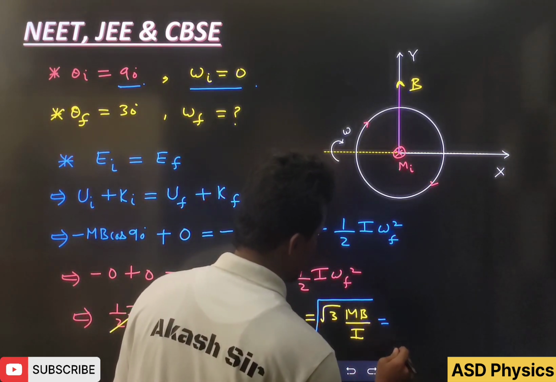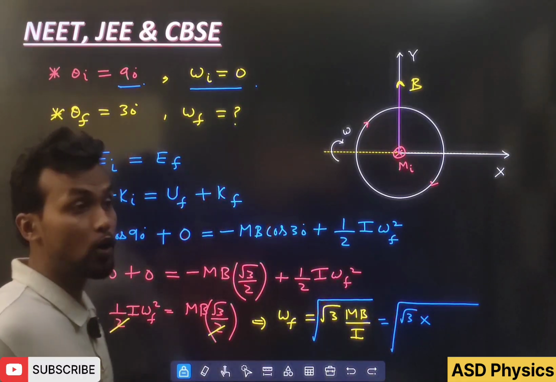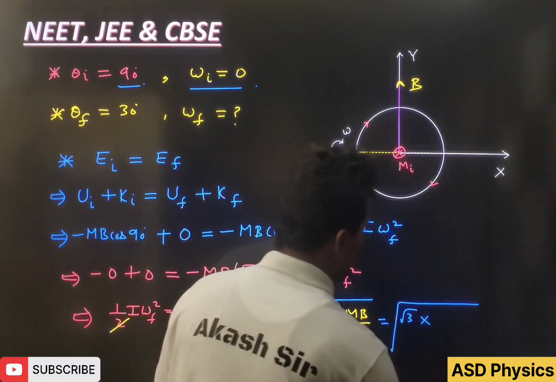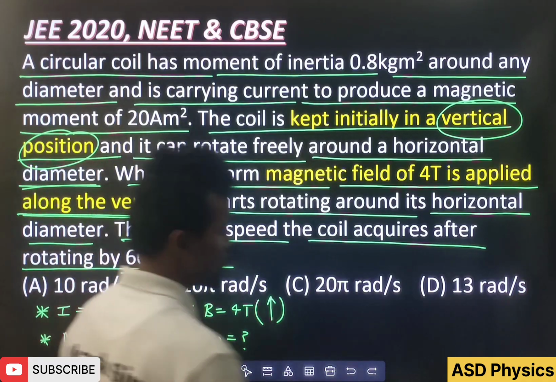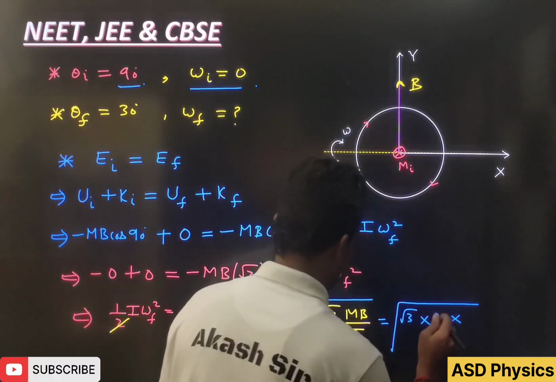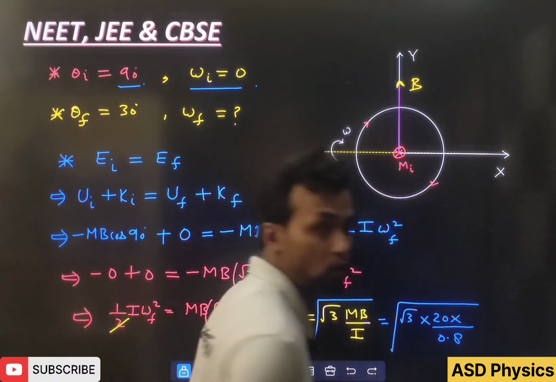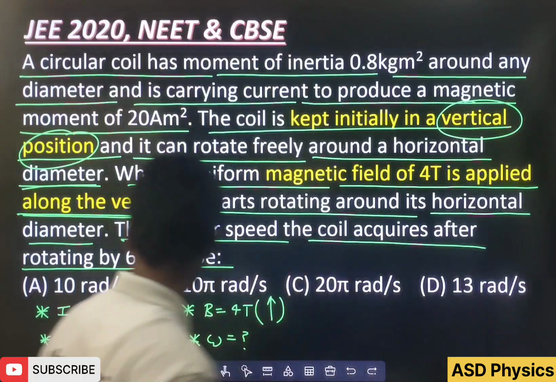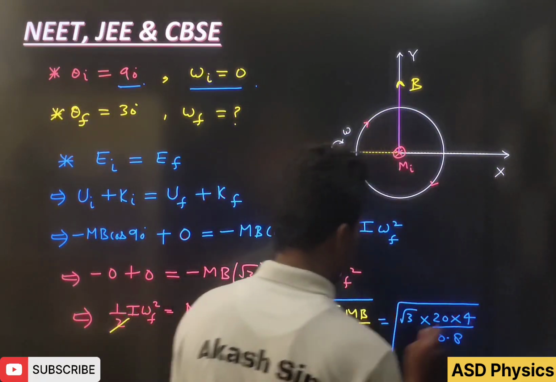Is it? Now let's put in the values. So let's take root 3 into M value. How much is there? Let's see. The M value you can see very well is given as 20. I value is 0.8. So M value is 20. And what I value is given here? The 0.8. B, I think so, 4. Is it 4 only? No? Let's see. B value how much is there? See, the B value is 4 only. Okay, 4. So B is 4 there.